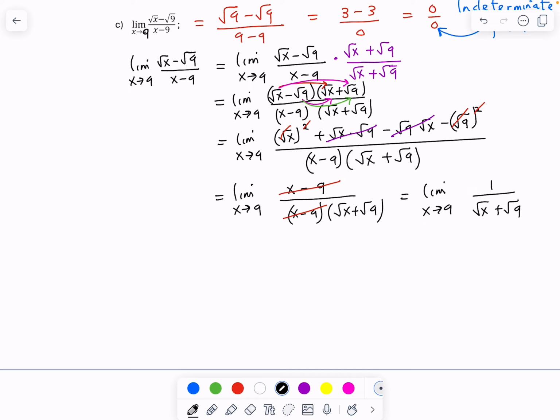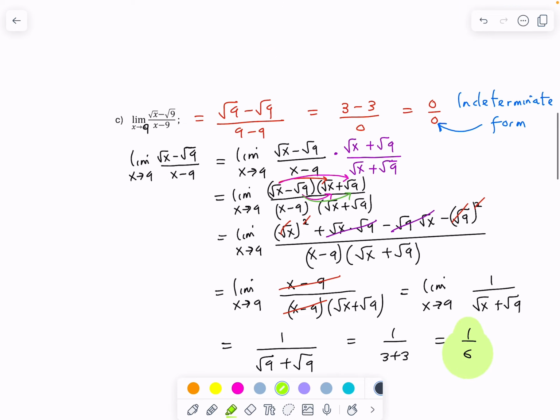If I plug in 9, I'm going to have 1 over square root of 9 plus square root of 9. This is just going to be 1 over 3 plus 3, which is 1 over 6. And that's going to be the limit.